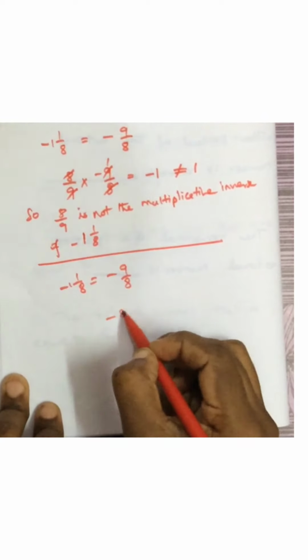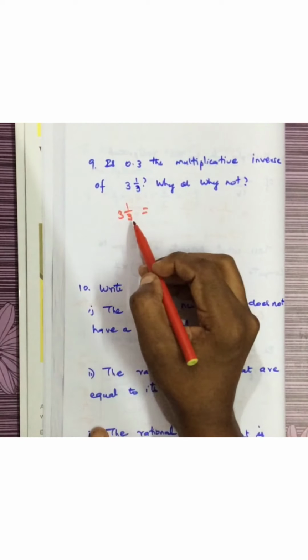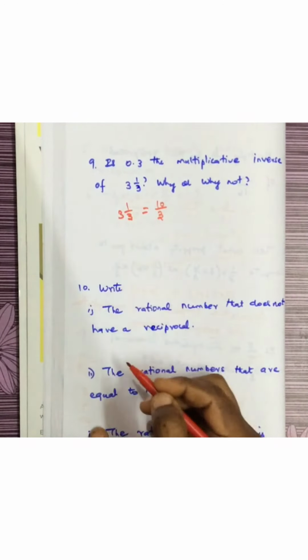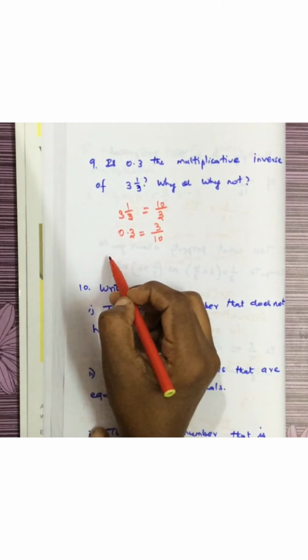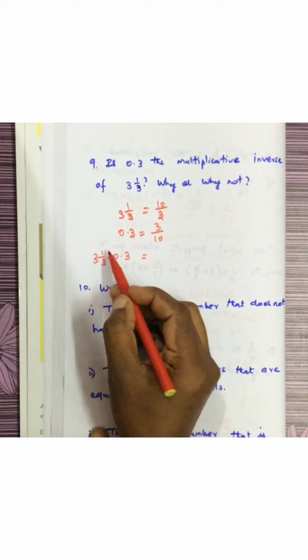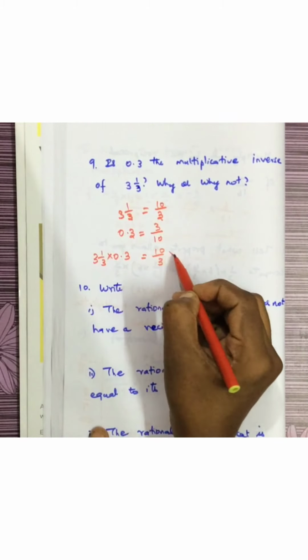Okay. So ninth question is: is 0.3 the multiplicative inverse of 3 1 by 3? So 3 1 by 3 is in mixed fraction. So 3 3s are 9 plus 1, 10 by 3. Okay. What is 0.3? You can write 0.3 as 3 divided by 10. So now you multiply both, that is 3 1 by 3 multiplied by 0.3. 3 1 by 3 is 10 divided by 3 multiplied by 0.3, which is 3 by 10. So you will get the answer as 1.